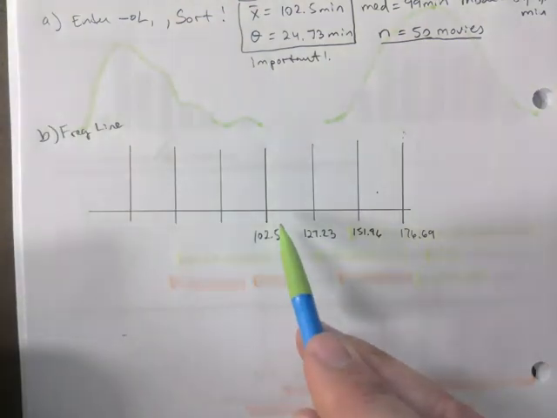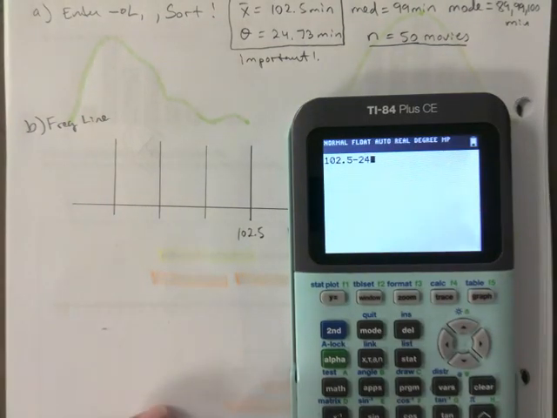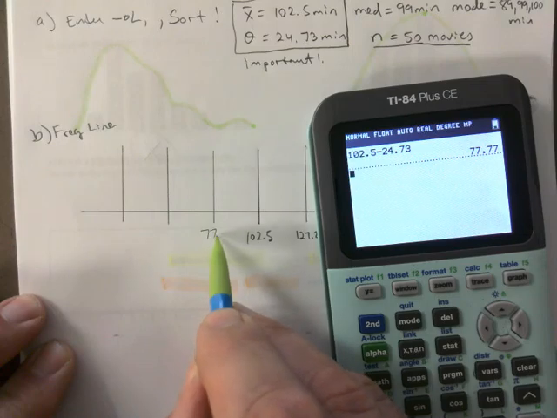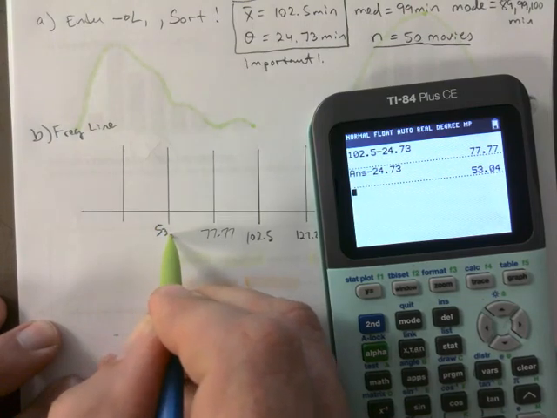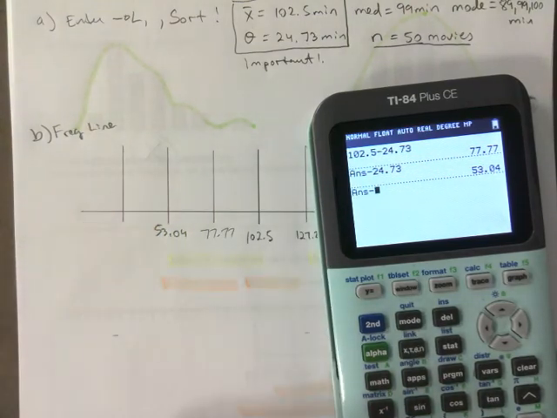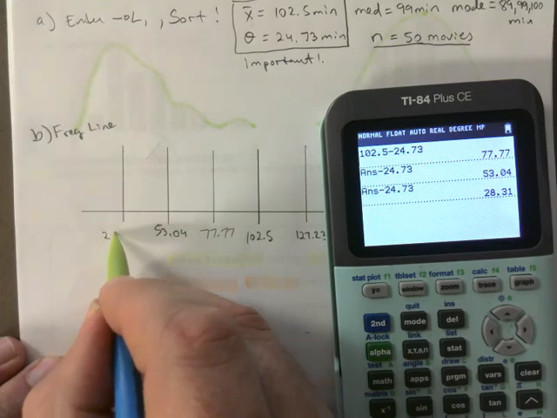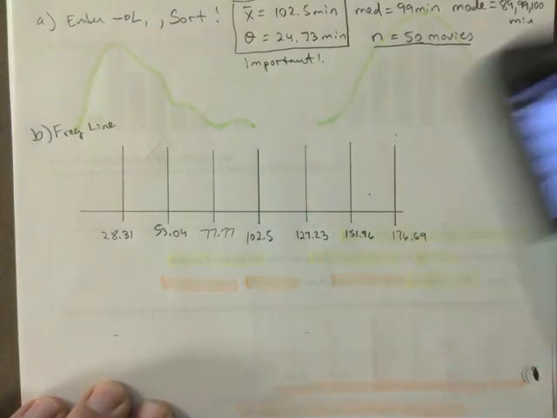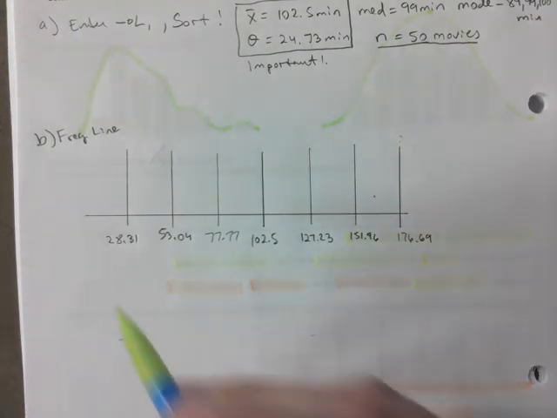Do the same thing to the left. I start with my mean, and I subtract a standard deviation every time. Okay, so that's 77.77, 53.04. Could this be negative? Yes, it could. Like temperatures, for example. Right? If we're talking temperatures, then it could be negative temperatures, right? So there you have your bins now.